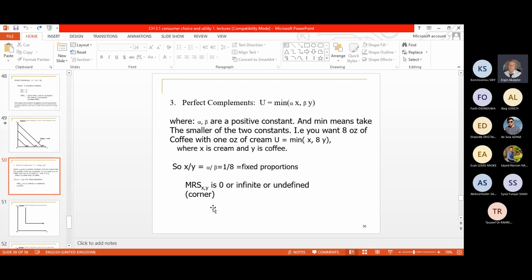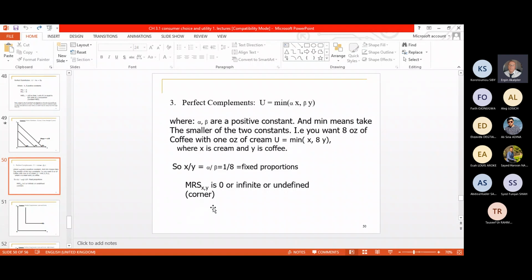Then the perfect complements: u is the minimum of alpha x and beta y, where alpha and beta are positive constants, and minimum means take the smaller of the two, which means you want, let's say, 8 kilograms of coffee with 1 kilogram of cream. Then the utility function is the minimum of x and 8y, where x is cream and y is coffee.